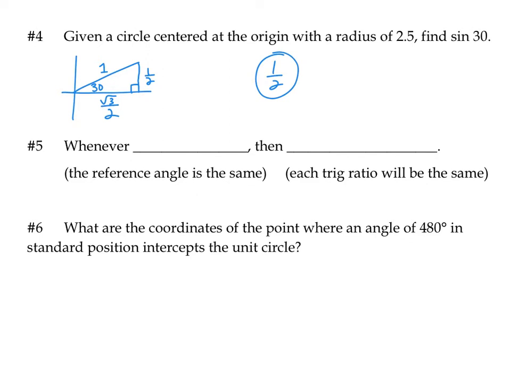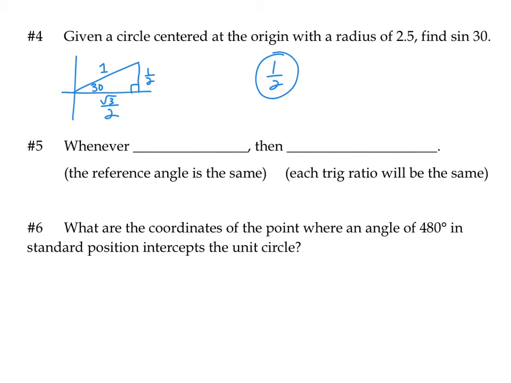And number 5, whenever the reference angle is the same, each trig ratio will be the same. That was the answers that would fill in those two blanks. That's kind of what we've been talking about. This is one of the keys to this entire section, one of the main concepts you've got to make sure you understand because this is the basis for what happens with the unit circle and with these trig values and building on it going forward.